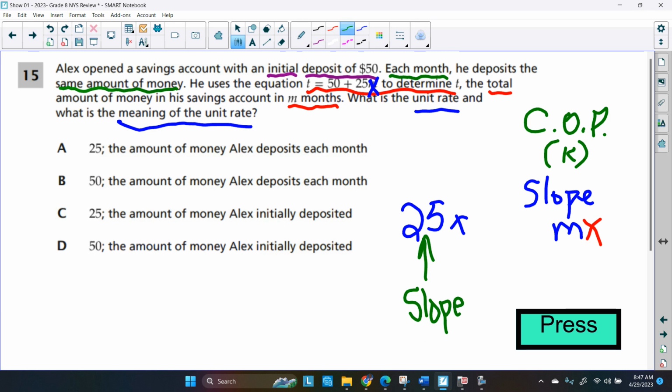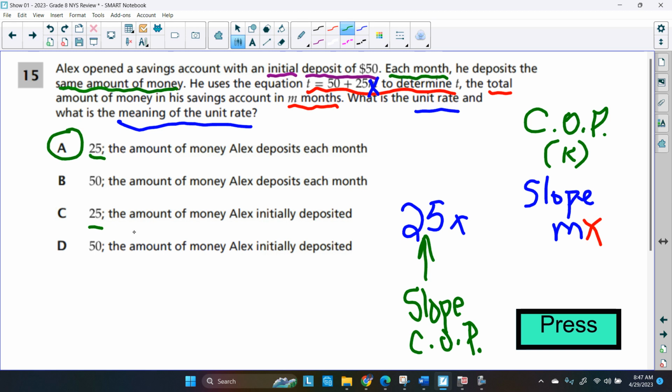Which we call the rate of change, or unit rate. So what's going on, Dr. Rob? $25 each month is being put in the bank account. So I'm going to look at the 25. I see two answers. 25 is the amount of money Alex deposits each month. Hey, that's true. I would select that.